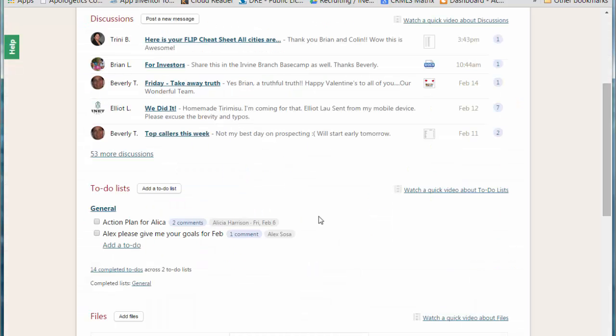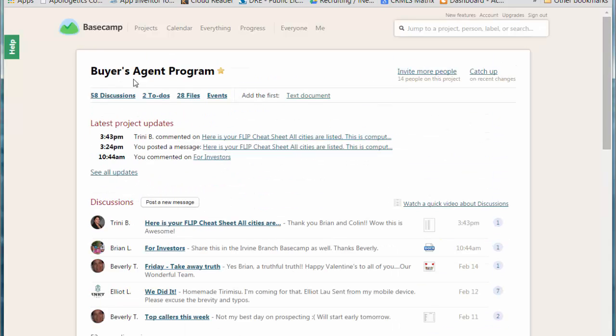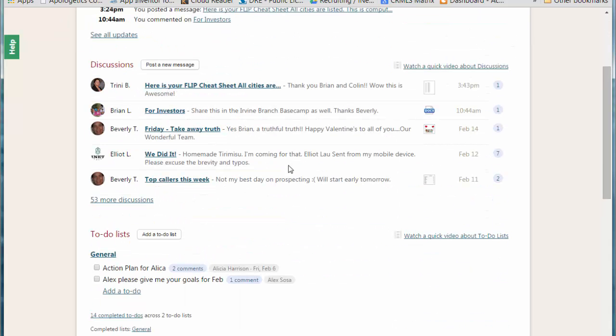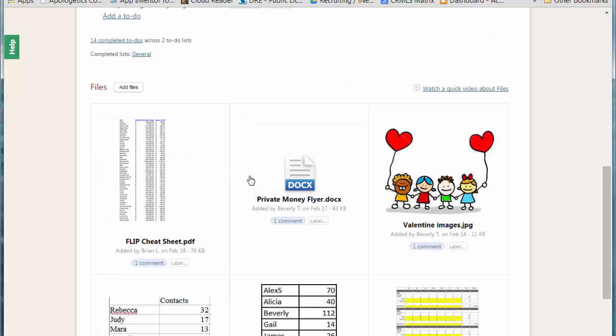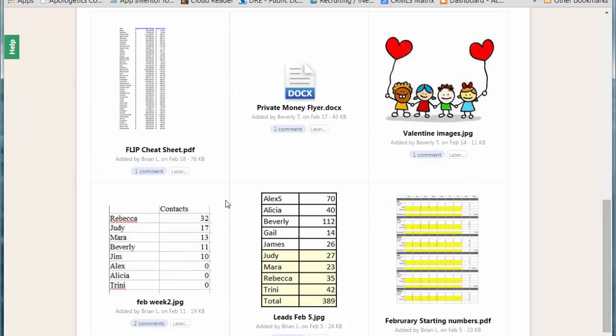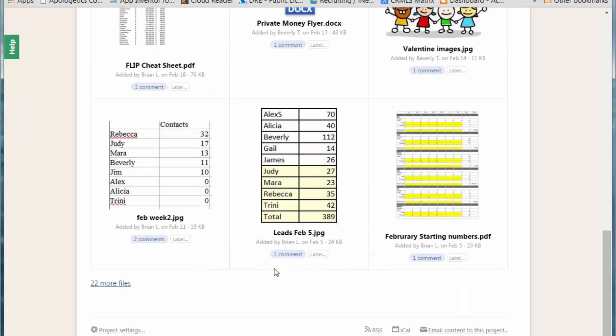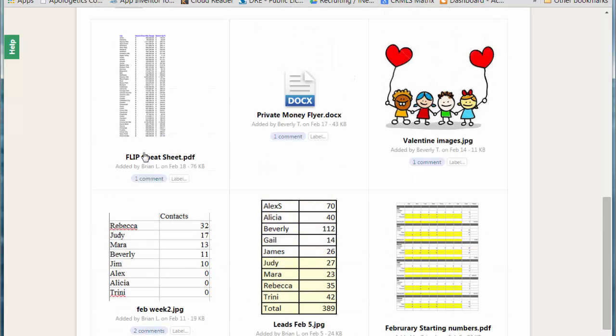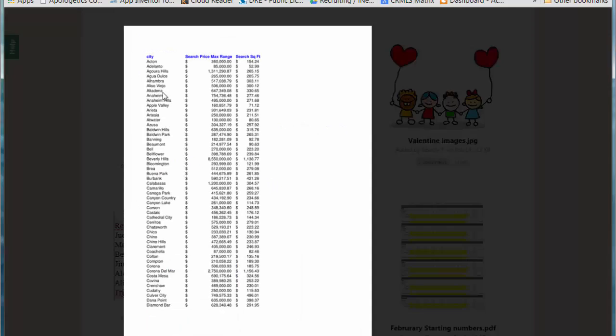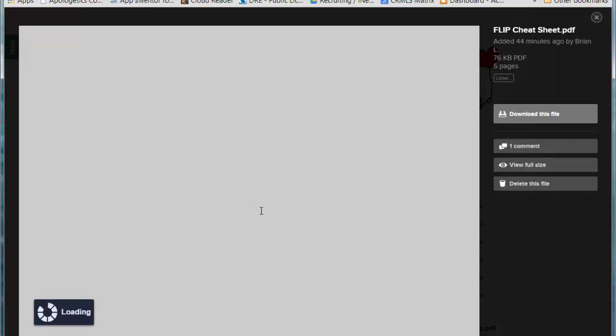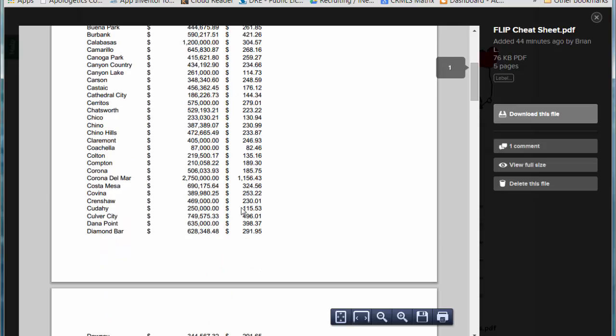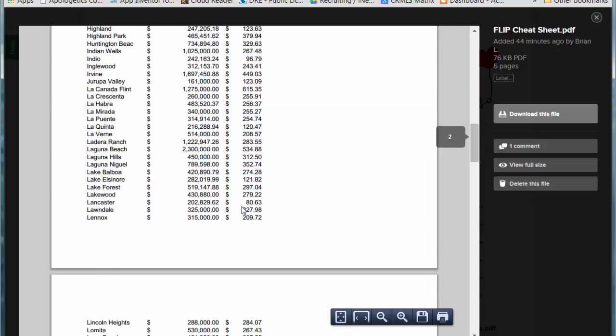Anyway, I'm going to first jump to Basecamp, and I'm in the Buyer's Agent program, and you can find what I'm looking for where it says here's your flip cheat sheet, or in the file section. And again, every time there's something new, it won't necessarily be in this top corner. You'll have to search for it through more files, but it's going to say flip cheat sheet, and I'm going to click on this, and I'm going to go ahead and look at a city that I might be interested in doing my research on.